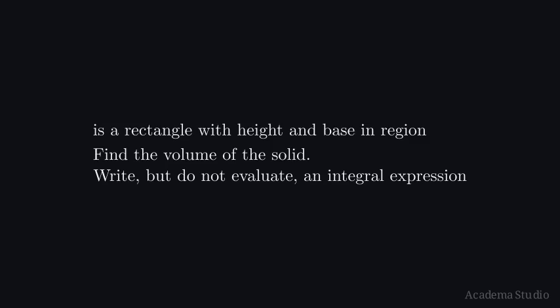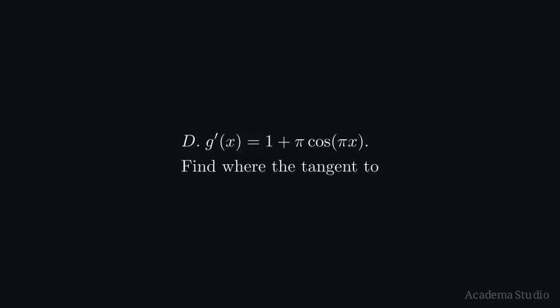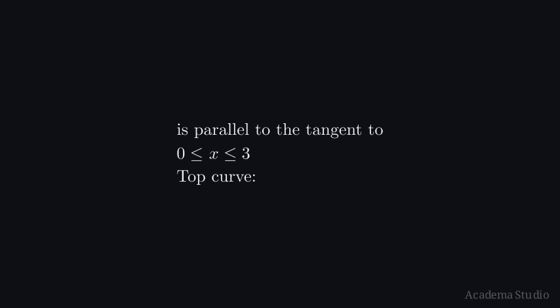Part C asks us to write, but not evaluate, an integral expression for the volume formed by rotating region R about the horizontal line y equals -2. Part D asks for the value of x between 0 and 1, where the tangent line to f is parallel to the tangent line to g. Find x where the tangent to f is parallel to the tangent to g.